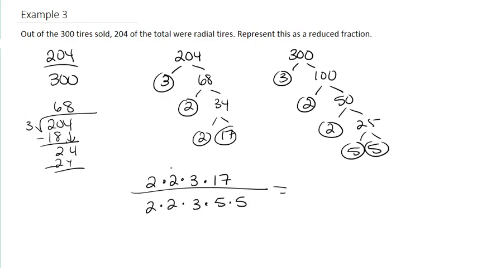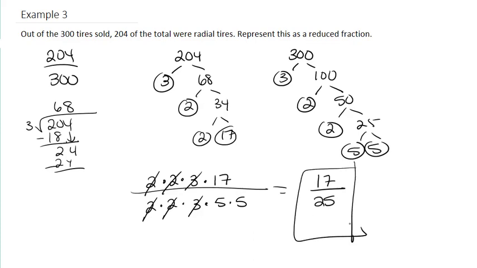So we can see then, we can cancel all these out, and we're left with 17 over 25 when we multiply it out. And so this is its reduced fraction.